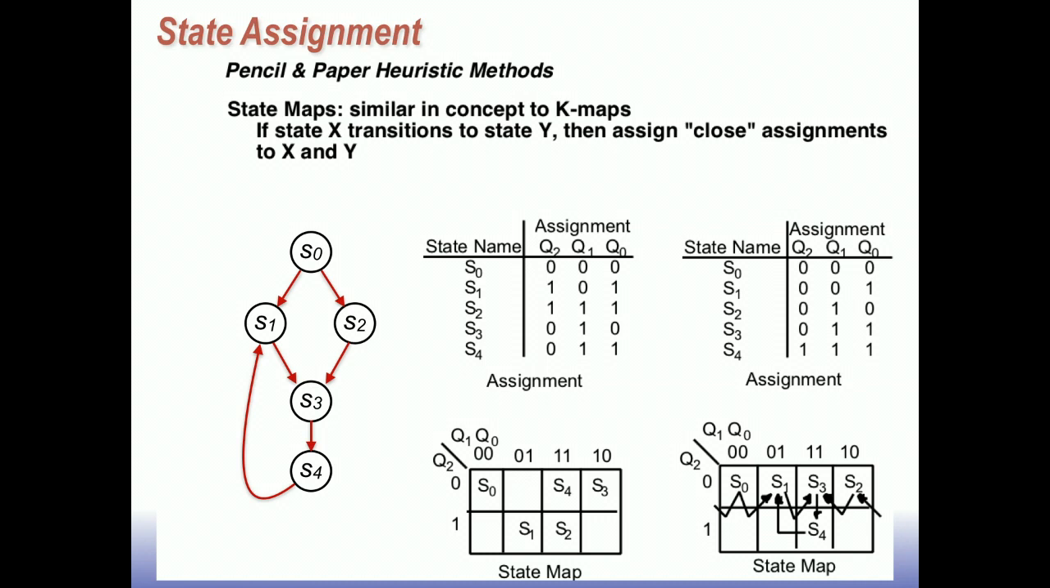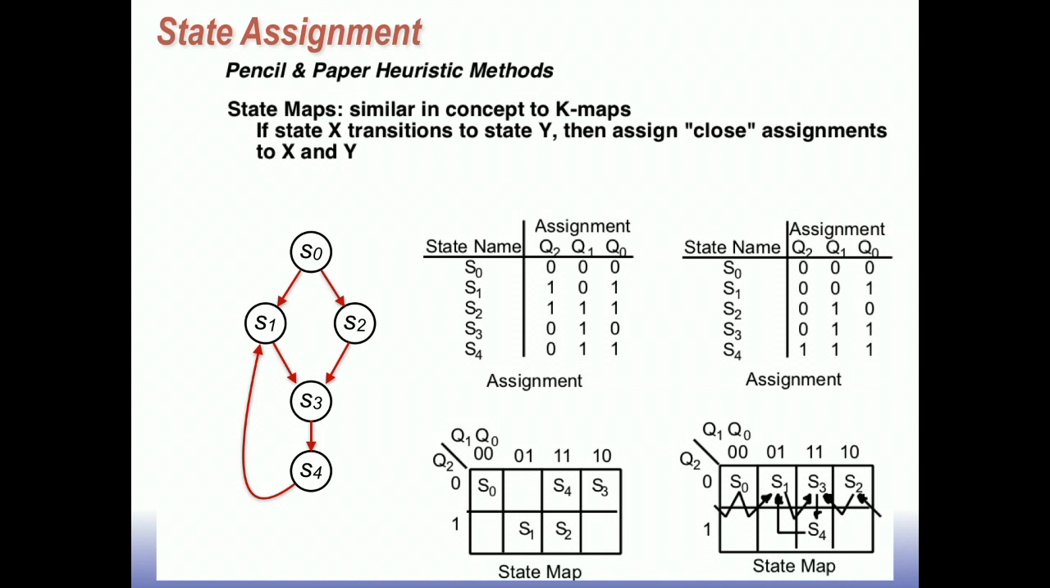So what we want to do, if some state X transitions to state Y, then we should assign close assignments to X and Y, which kind of makes sense. If from state X we move to Y, we'd like to change as few bits in the register as possible when we transition. Fewer bits changing means the logic associated with changing the bits should be simpler. Right? Kind of makes sense.